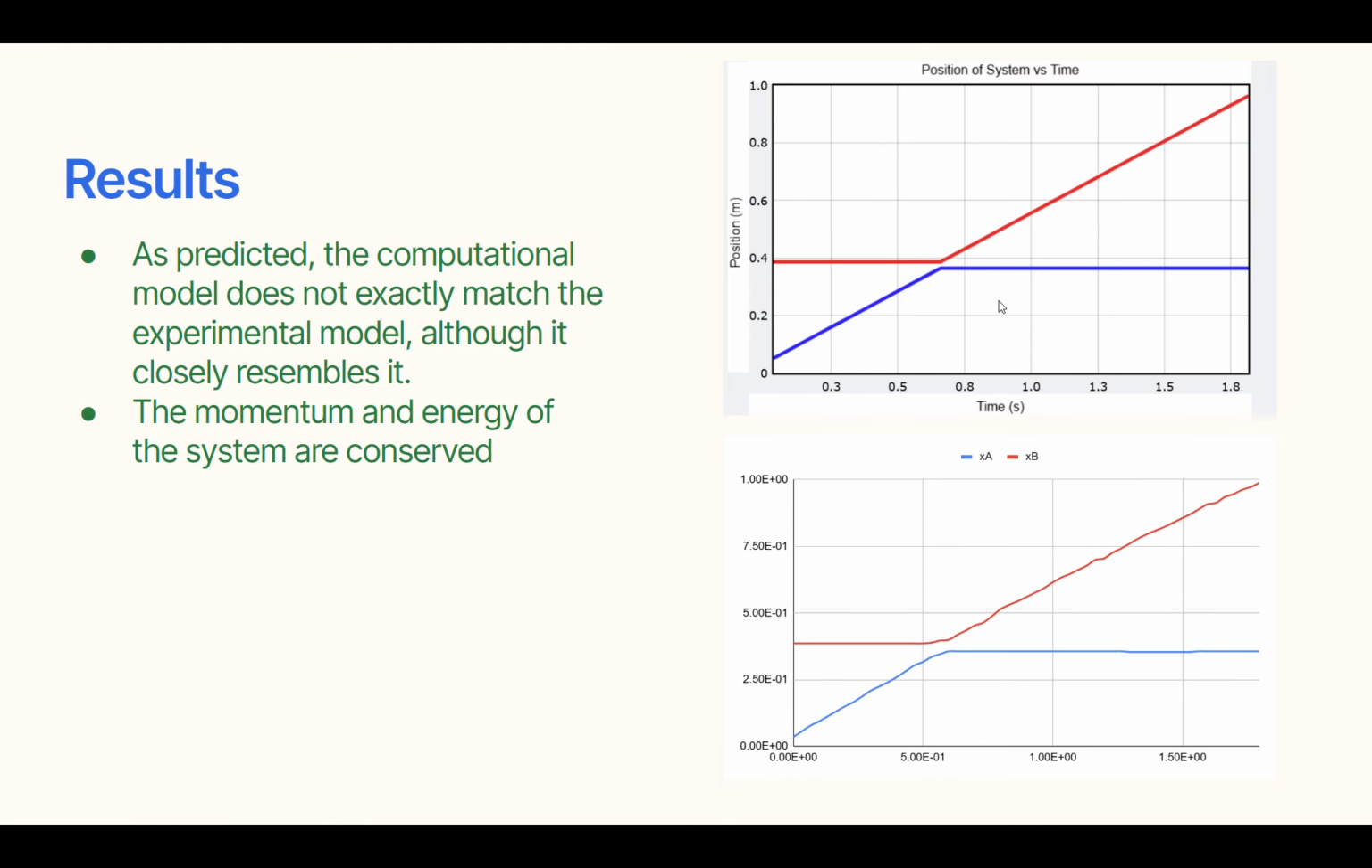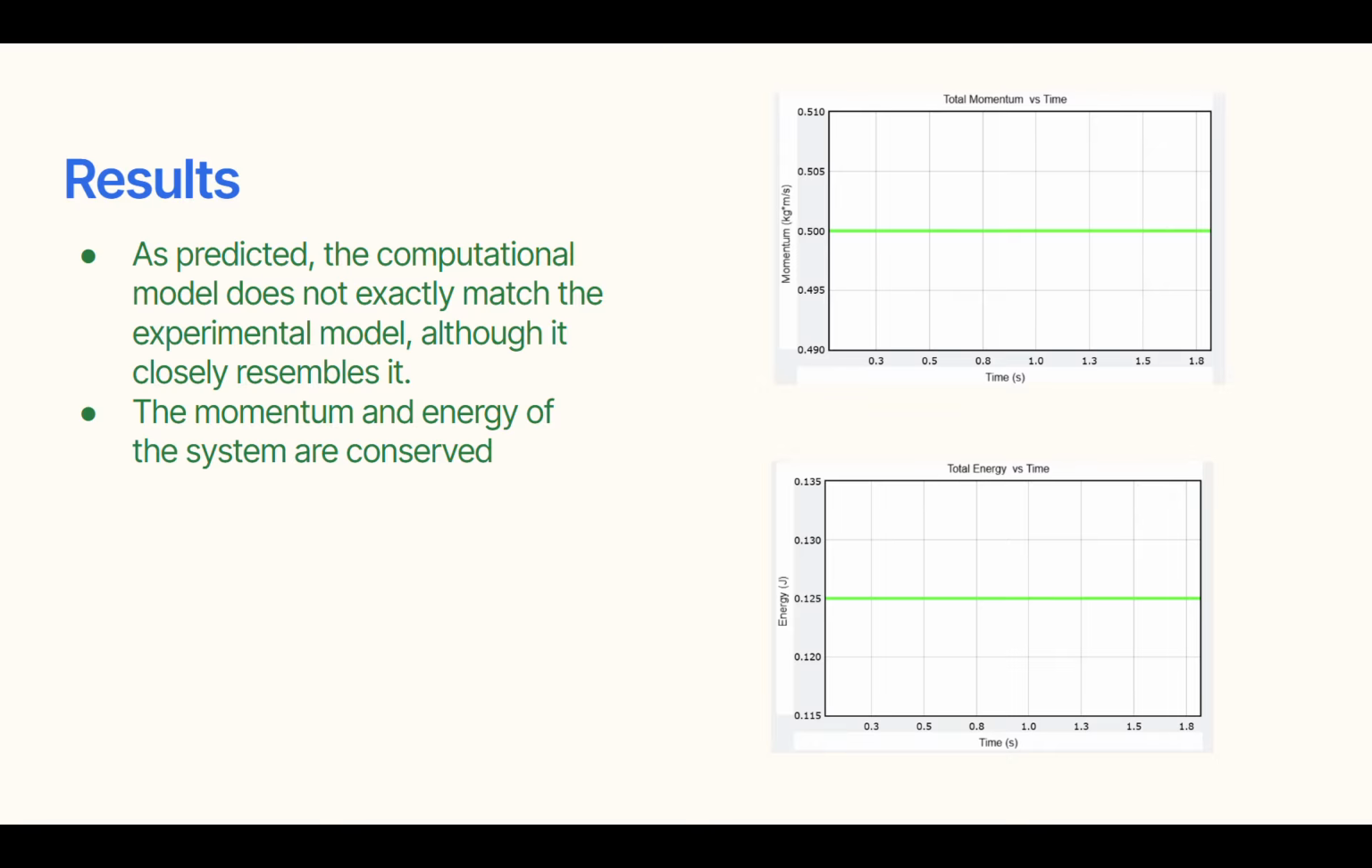So as predicted, the computational model, although it very closely resembles the experimental model, they don't quite match because of some inconsistencies in real life that the computational model does not account for. For example, we do not take into account friction and other resistance forces that we will see later on, and also the application of Tracker is not perfect, so the data itself is not perfect. And as for the energy and momentum, they are constant throughout the interaction, and this is because in perfectly elastic conditions, both the momentum and energy of the system are conserved.